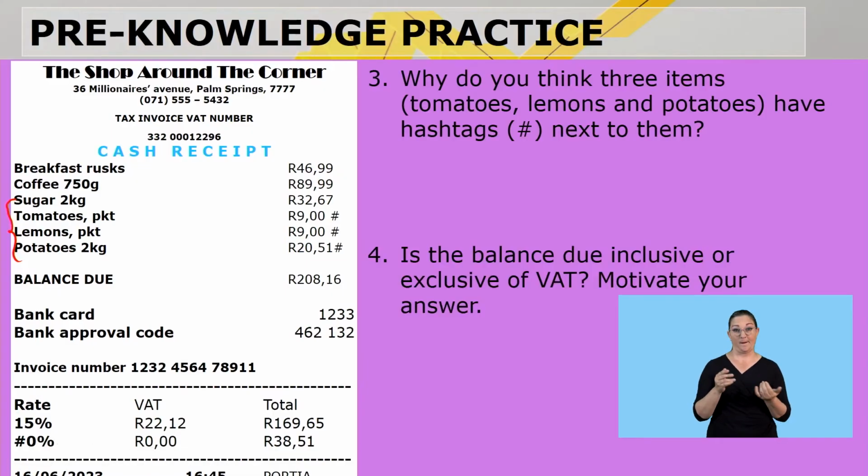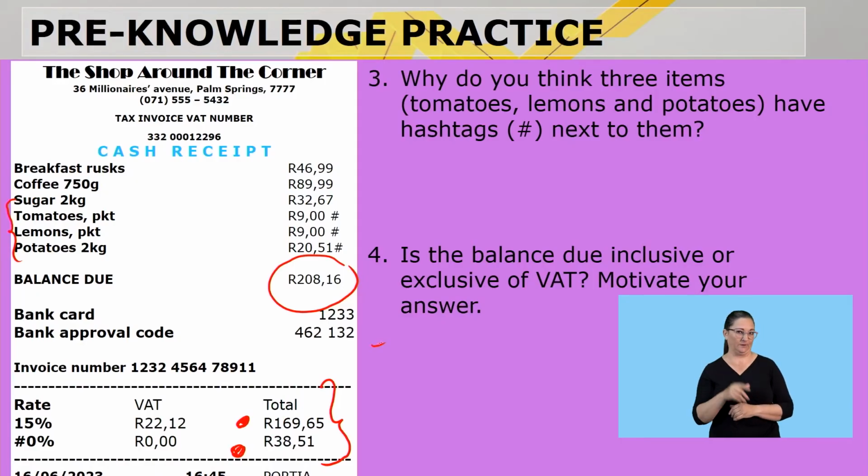Is the balance due inclusive or exclusive of VAT? And motivate your answer. Let's go and look at the setup of the money that they need to pay. The balance due is 208 Rand 16. And the items which are taxable with VAT are 169 Rand 65, and the 0 rated items are 38 Rand 51. So if we add that together and get to the balance due, it would have been inclusive.